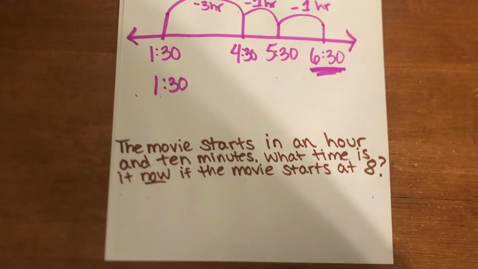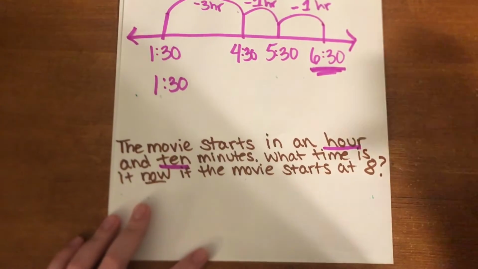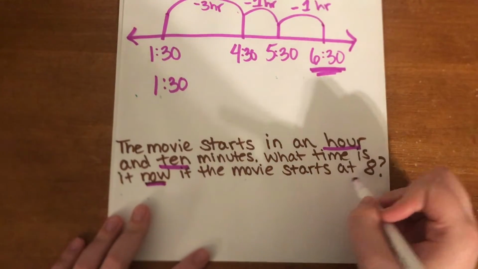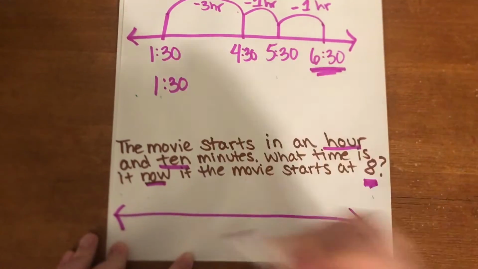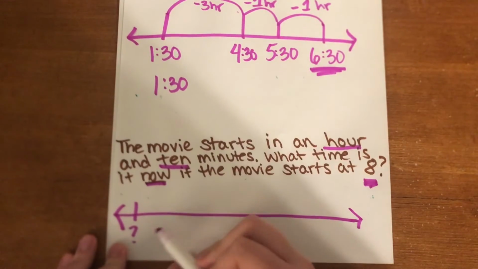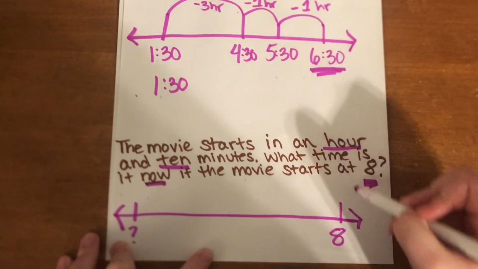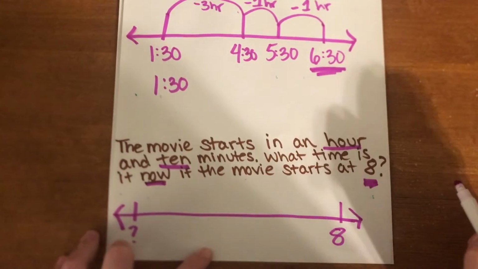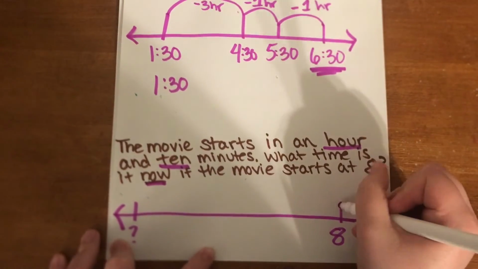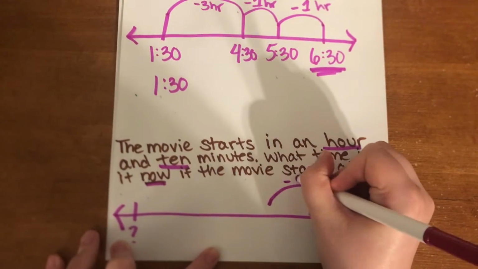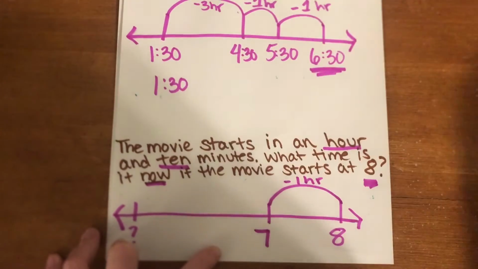The movie starts in an hour and 10 minutes. What time is it now if the movie starts at 8? Okay, so here's another case where we don't know what the start time is. This is our question, but we know the end time is going to be 8. So we can start at 8 and go backwards to figure out what time it is now. If it starts in an hour and 10 minutes, then we can count backwards an hour. So minus 1 hour would get us to 7. And then minus 10 minutes.